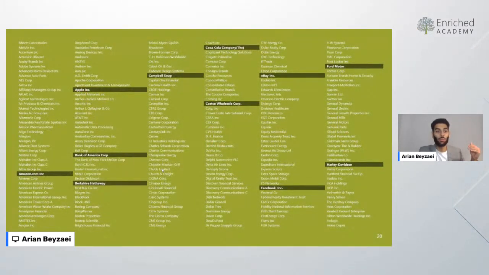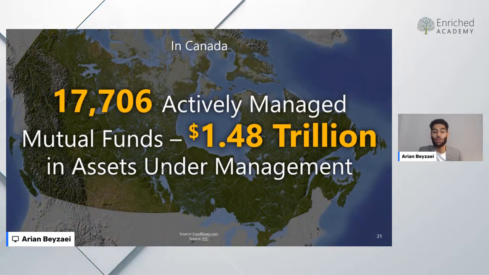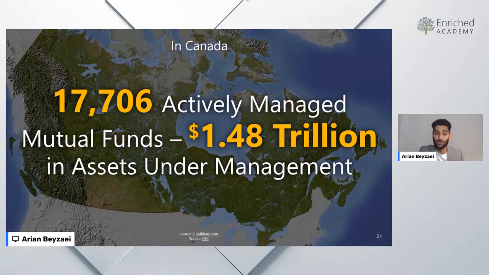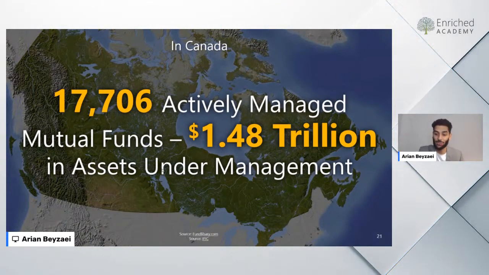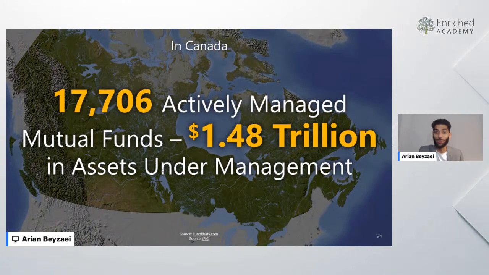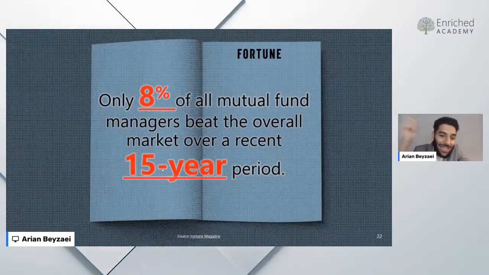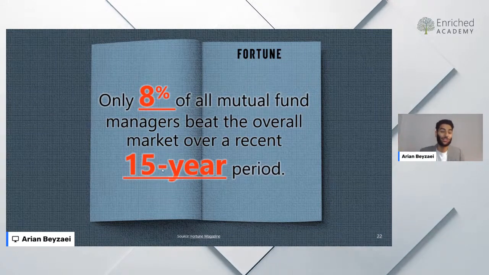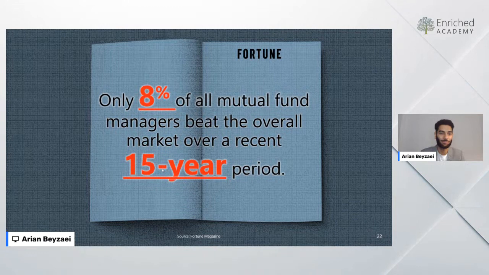Now, right now in Canada, there are 17,706 actively managed mutual funds, with about $1.5 trillion in assets under management. As Canadians, our money is invested in these mutual funds. Look at this. Isn't this crazy? Only 8% of all mutual fund managers actually beat the market over a recent 15-year period.